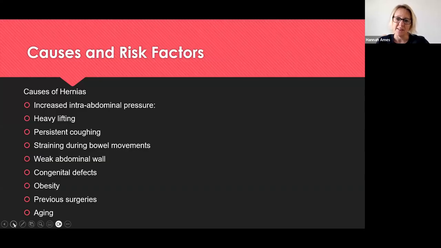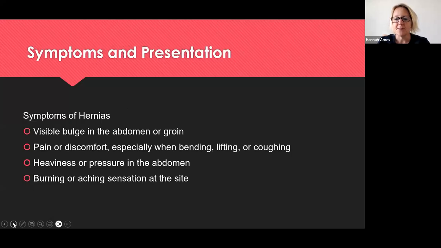In your NMC scenario, in the past medical history, look out for and identify any causative risk factors for your patient. Maybe something like obesity or a history of heavy lifting would put your patient at risk. So, symptoms. Hernias are visible, so you have a visible bulge where that organ has protruded, normally in the abdomen or the groin. There can be pain and discomfort, especially when bending, lifting or coughing, when you're increasing that intra-abdominal pressure. They can feel like a heaviness or pressure in the abdomen, and sometimes there's a burning or aching sensation at the site.